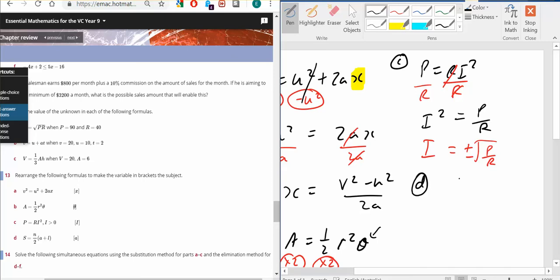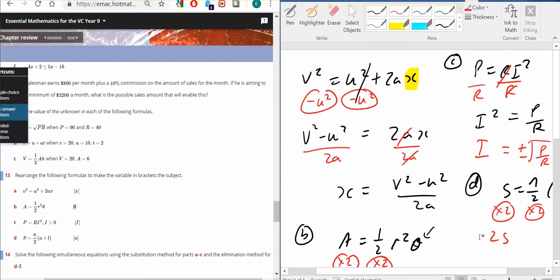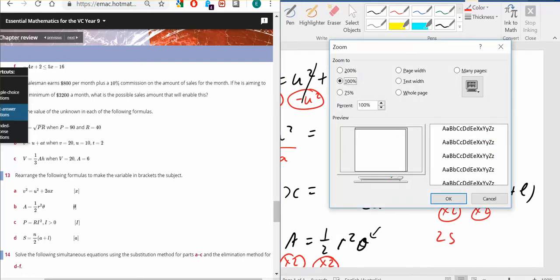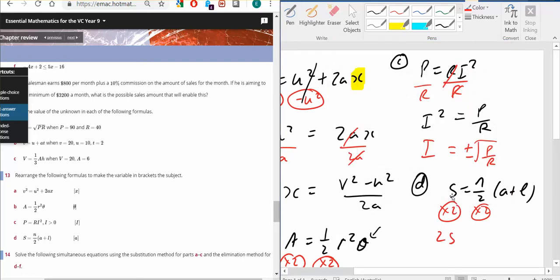For part D, we've got S equals n over 2 times (a plus l). I want to make a the subject, so you have to unpack it. So I want to get rid of the 2 first, because it's divided by 2, so multiply by 2. So 2s equals n(a plus l).